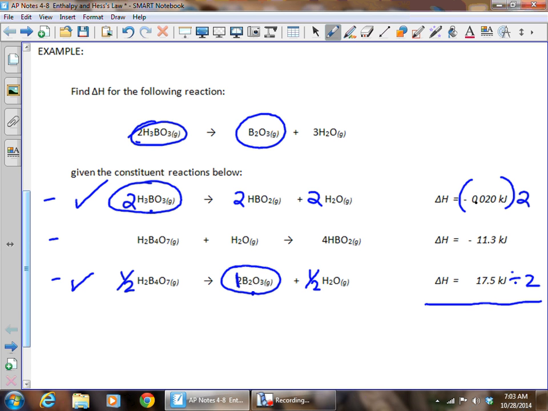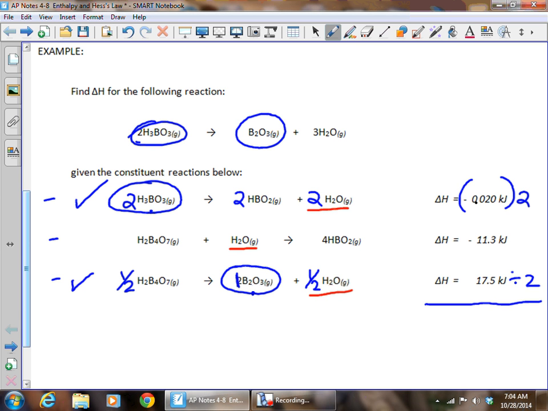Because if everything but the waters has to cancel, and I'm going to underline the waters so we can see where they are. The first thing we notice is that the water in this middle reaction is on the wrong side. So what are we going to have to do? We're going to have to mark that out and rewrite it in the opposite direction.